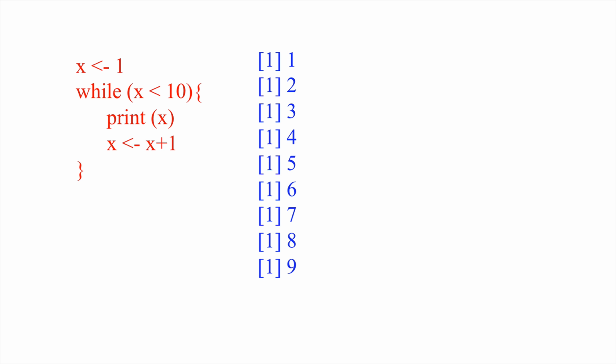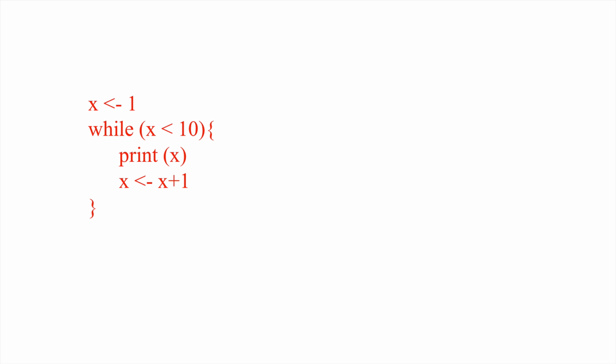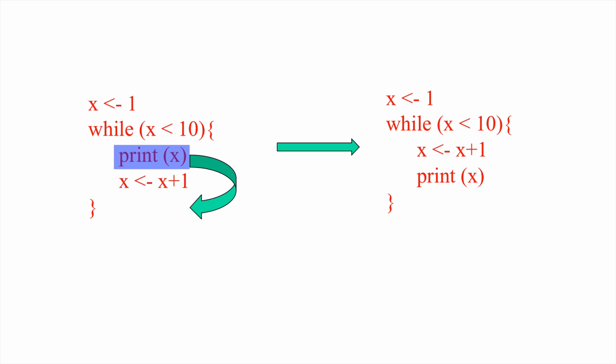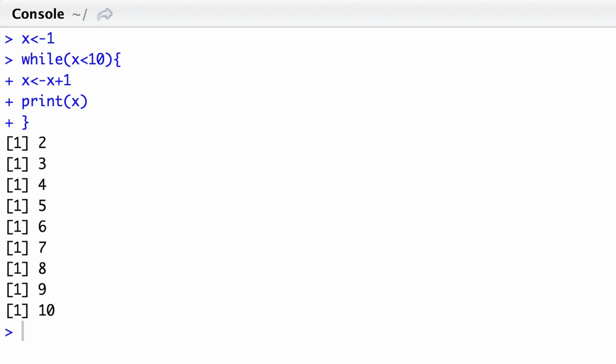Now something to keep in mind is that the output may differ slightly based on where in your list of commands you specify the output. So in this first example, print x, the code that produces an output, is the first command that the loop specifies. Now what would happen if we put this command last? So the code would now look like this. Well, let's take a look in RStudio. So we'll run this code. And as you can see, we get 2 to 10 instead of 1 to 9.